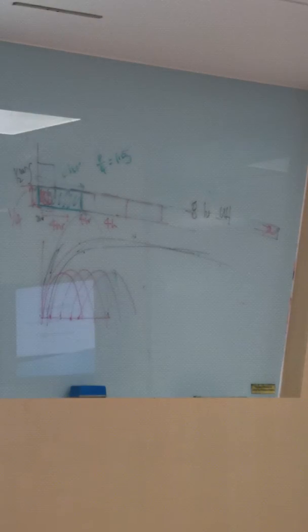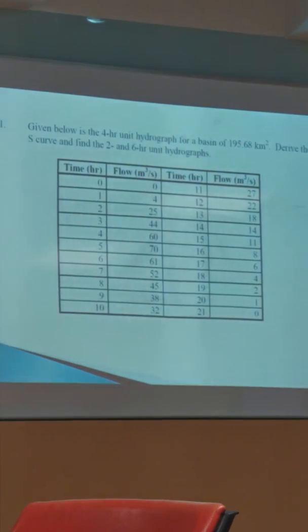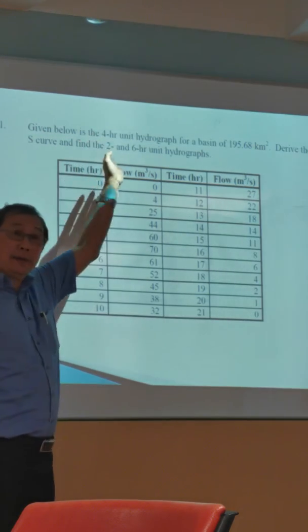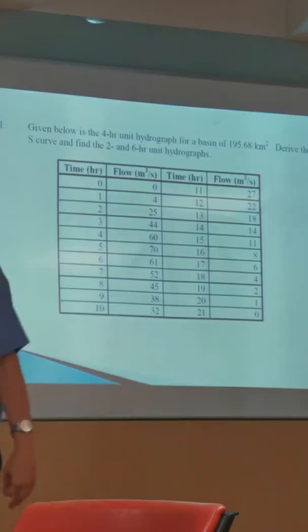Let's do it very quickly because I'm just telling you the background. This is actually what we have done. Given below is a 4-hour unit hydrograph for a basin of 195.68 square kilometers. Derive the S curve and find a 2 and 6 hour unit hydrograph. You start with the 4. If you don't want S curve, you can only get 8, 12, 16, 20, and so on. To get 2 and 6, you've got no choice.